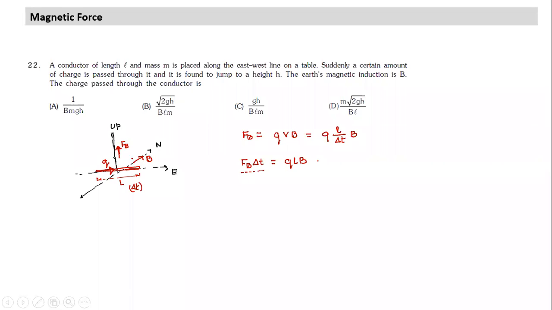When you get an impulse, what will happen? Impulse will result in a change in velocity. This impulse is equal to the change in momentum. Since the initial momentum was 0, it will be equal to the final momentum. So as this charge passes through, suddenly it will impart a velocity, equal to mv. Initial momentum is 0. So this is the equation: QLB equals mv. As the time period is short, this is the impulse which will act.